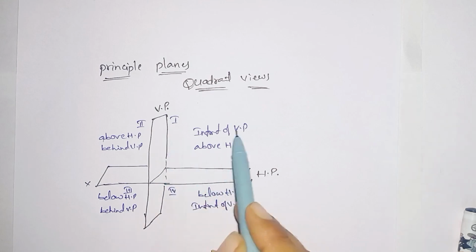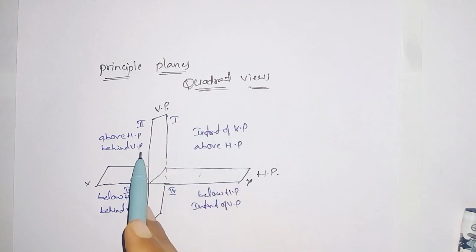Above HP, in front of VP: first quadrant. Above HP, behind VP: second quadrant. Below HP, behind VP: third quadrant. Below HP, in front of VP: fourth quadrant. These are the four quadrants. That is the principal planes and quadrant views.